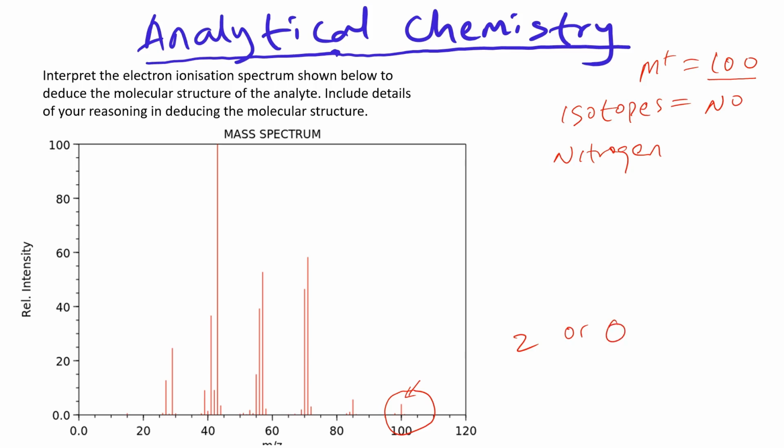If it contains nitrogen, you should be expecting a peak at 30 for amines. Okay, you should be expecting a peak at 30 for amines. But there is no peak at 30 here. There is no peak at 30. So there is no nitrogen present.